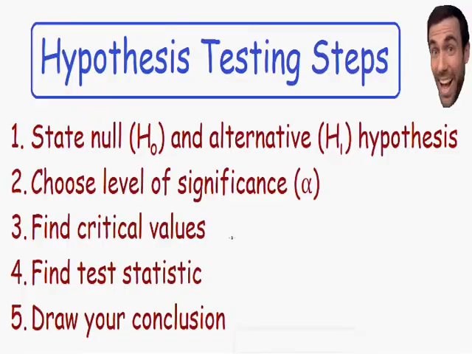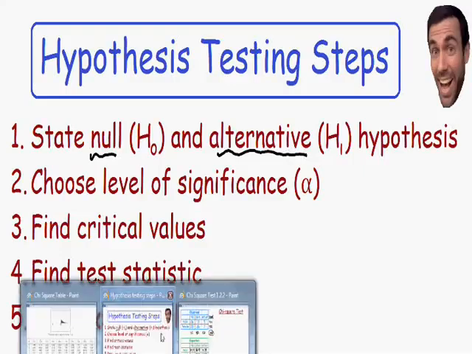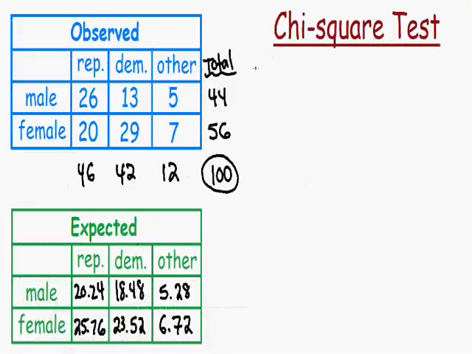So here I wrote down for you all of the steps for performing a hypothesis test or a chi-square test. Step number 1 says to state the null and the alternative hypothesis. So let's go back to our example and start with our null hypothesis. The null hypothesis is written with H sub 0 or H naught. So let's state our null hypothesis. The null hypothesis is always what you currently believe to be true.